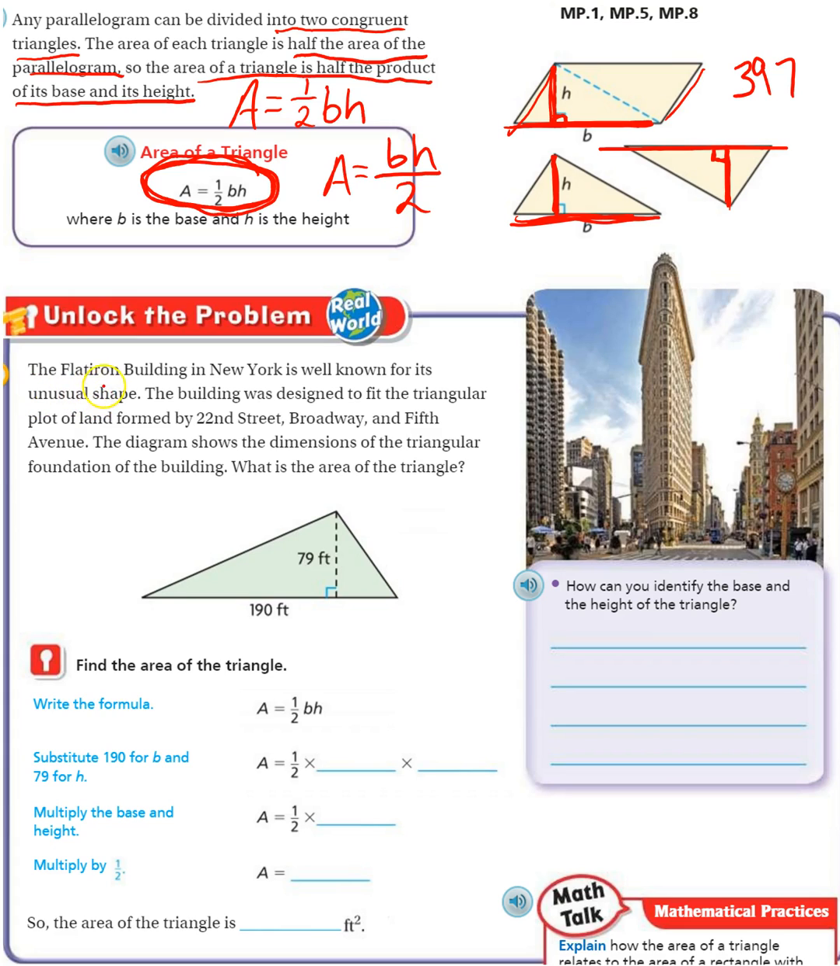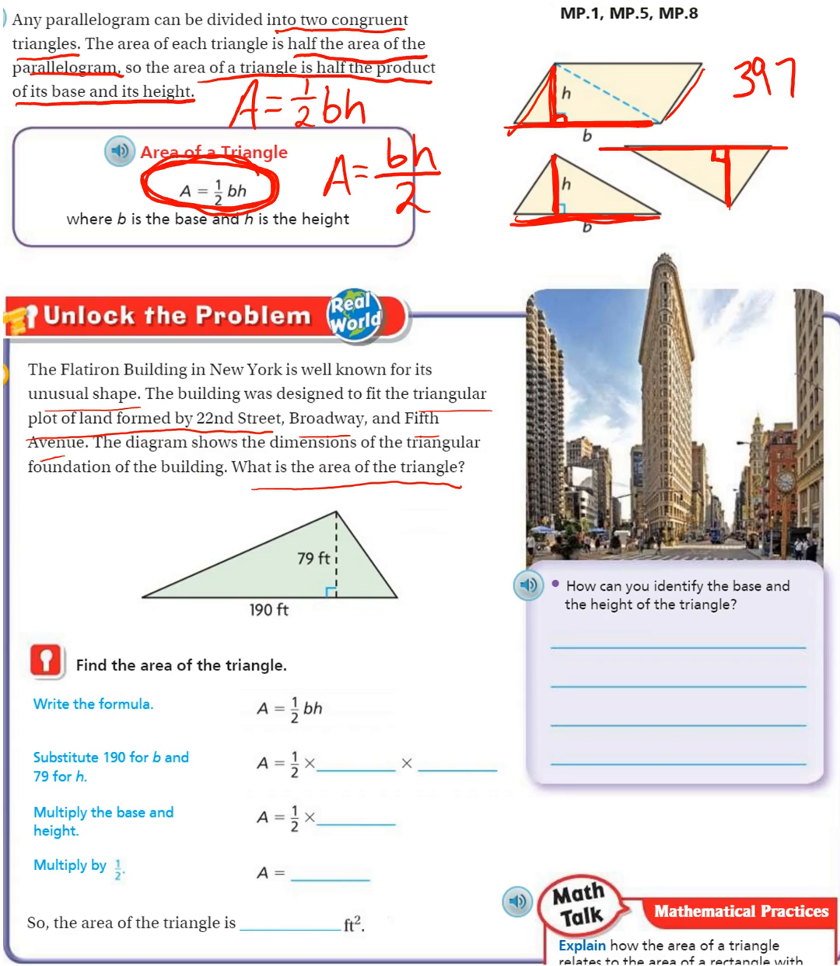Okay, the Flatiron Building in New York is well known for its unusual shape. The building was designed to fit the triangular plot of land formed by 22nd Street, Broadway, and 5th Avenue. The diagram shows the dimensions of the triangular foundation of the building. What is the area of the triangle?